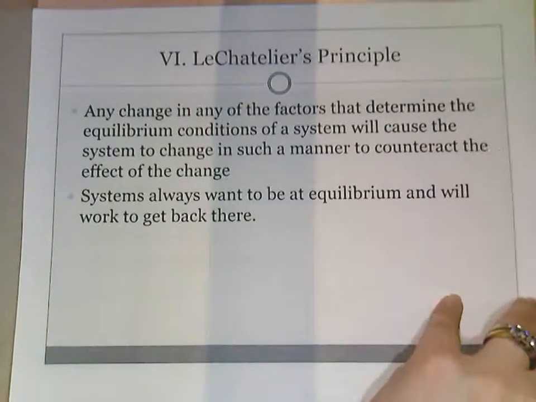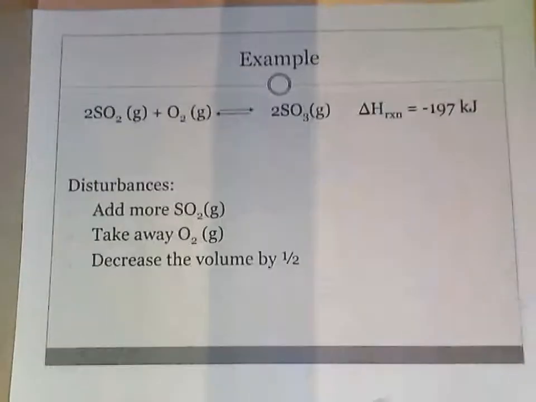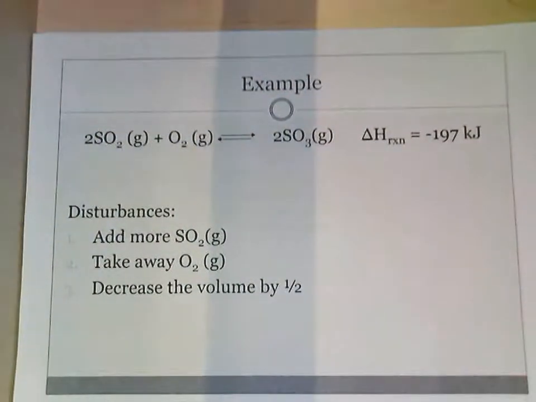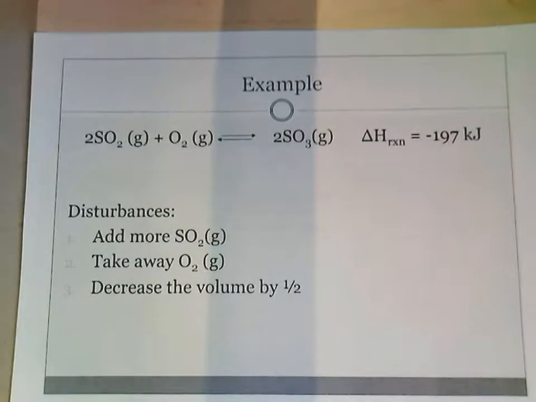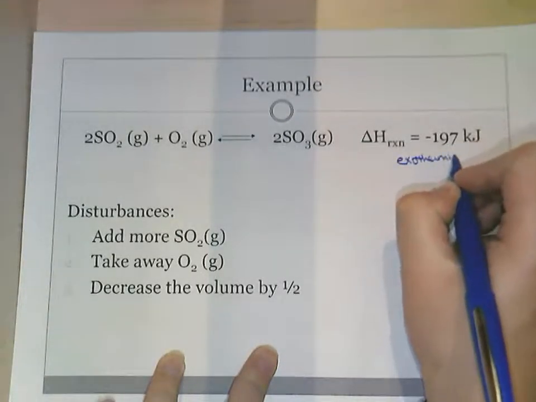So let's see what I have. All right, so let's look at an example and we'll see how that works out for us. So here's my example. I have 2 sulfur dioxides and an oxygen in equilibrium to make 2 sulfur trioxides. Now, a piece of information they give us is that the delta H for this reaction is negative 197 kilojoules. So if it's a negative delta H, that tells us it's exothermic, which means it releases heat.